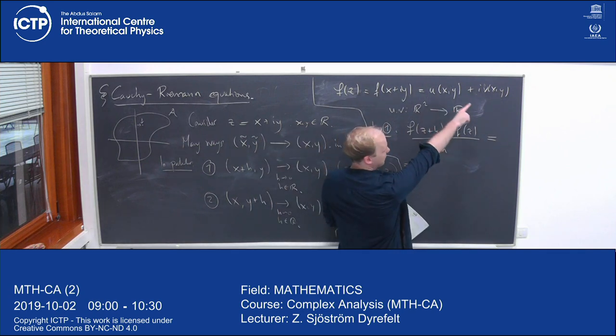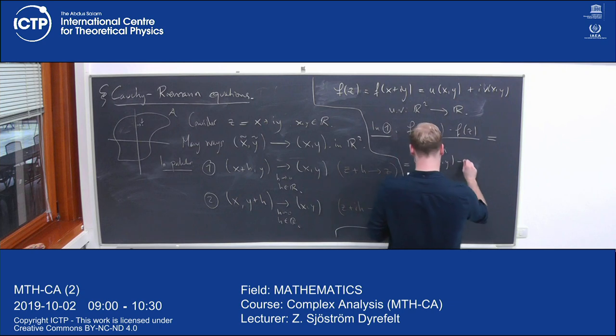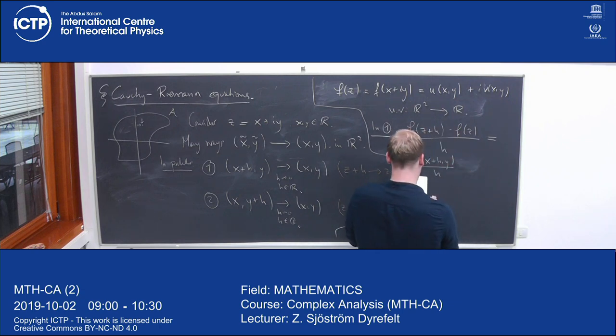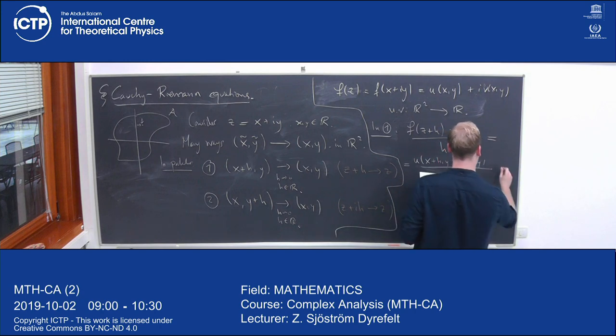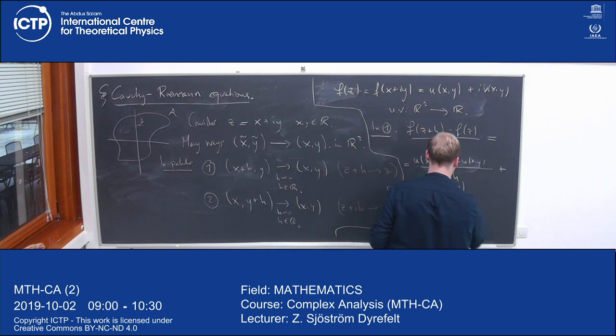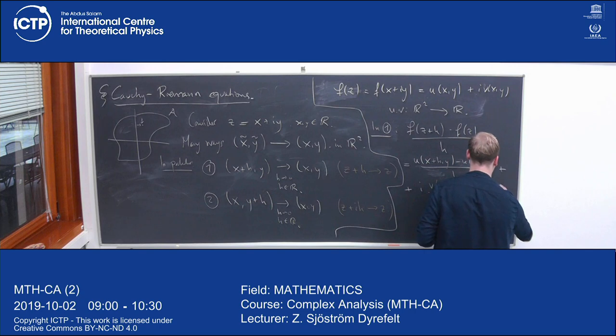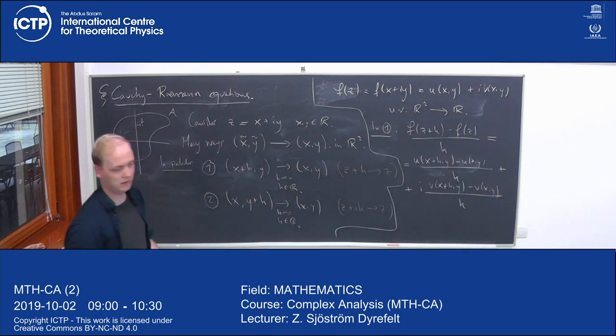So what is this? Using this decomposition here, it is equal to u of x plus h, y, divided by h, minus u of x y divided by h, and then plus i times v of x plus h, y, minus v of x y divided by h. So everybody agrees on this.